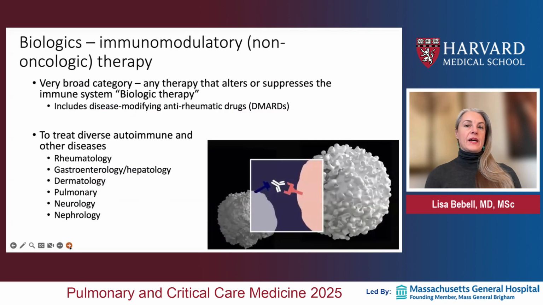Let's talk a little bit about biologics because they are a hot topic and we see a lot of patients in the ICU who are receiving biologics as immunomodulatory or non-oncologic therapy. So unfortunately, it's a very broad category, and it really means any therapy that alters or suppresses the immune system can be called a biologic therapy. So it includes disease-modifying antirheumatic drugs, which are the classic biologic therapies, and they're used to treat a diverse array of autoimmune and other diseases in multi-organ systems, many of which I've listed there.